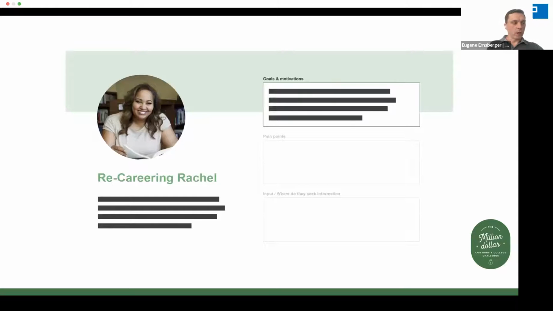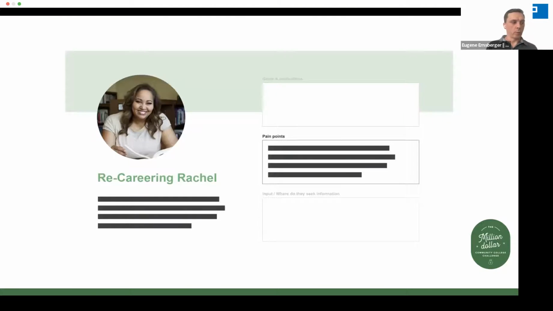Then we move on to goals and motivations. What are her needs and what led her to recognize these needs? So in this case, she may have reached the ceiling in her career and wants to increase her salary, or maybe she doesn't feel fulfilled. She feels like it's an odd fit for her. And so she wants to pursue something that matches her skills and abilities a little bit more closely.